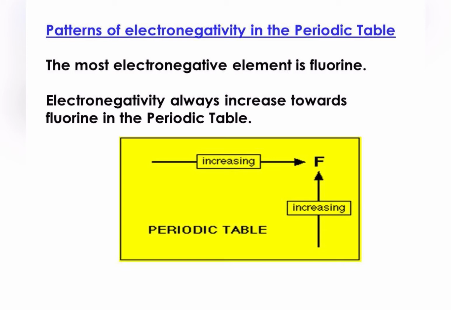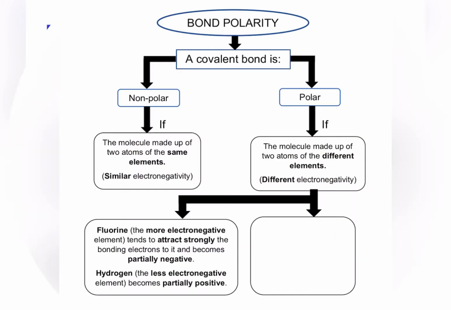So that's why the electronegativity akan keeps increasing to the right across the period ataupun keeps increasing up the group towards the fluorine atom in the periodic table. Ini adalah general knowledge yang awak memang sudah tahu based on chapter 6 dan saya harap awak masih ingat lagi. Now kita go to bond polarity.